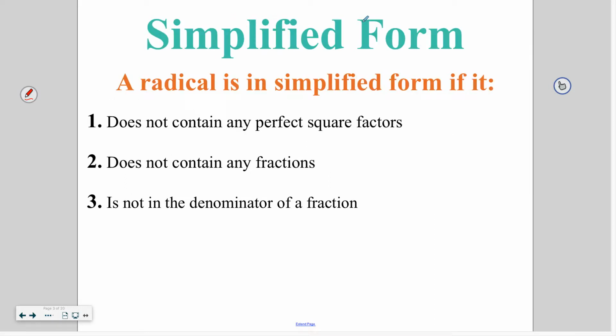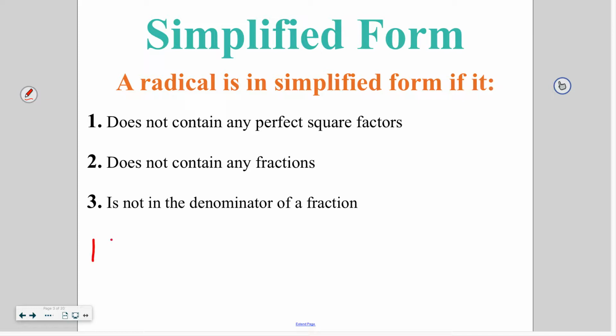In order to simplify a radical or a square root, there are three rules. First, it does not contain any perfect square factors. So what that means is if you can divide the number by a perfect square, you're going to need to simplify it. A reminder that perfect squares are numbers that you can take the square root of.